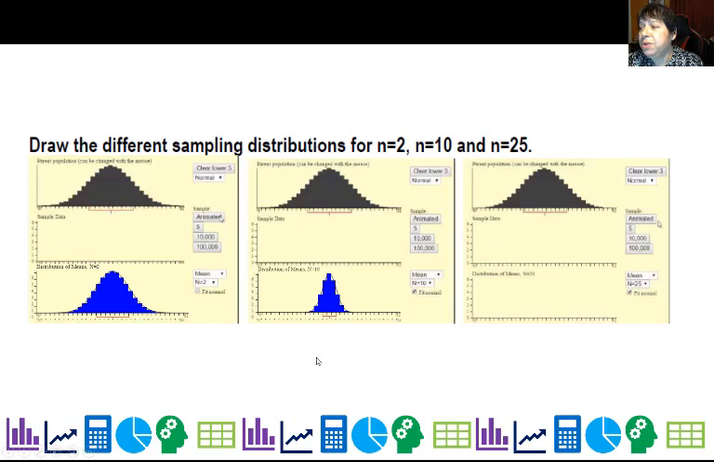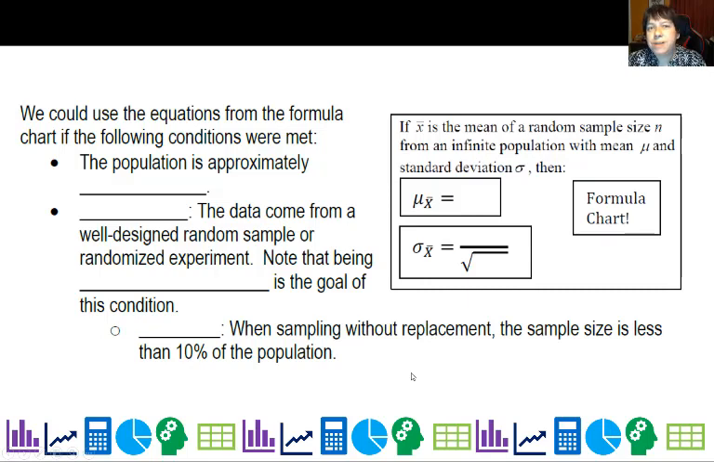So if you draw the different distributions, you can see again, the first one looks a lot like the original population when I had sample size 2. The second one is much narrower, and sample size 25 was even more narrow. All right. Now, we had already visited this distribution before. It's on your formula chart where mu of x bar is mu, and sigma of x bar is your sigma for your population divided by the square root of n. When can we use this? When the following conditions are met.